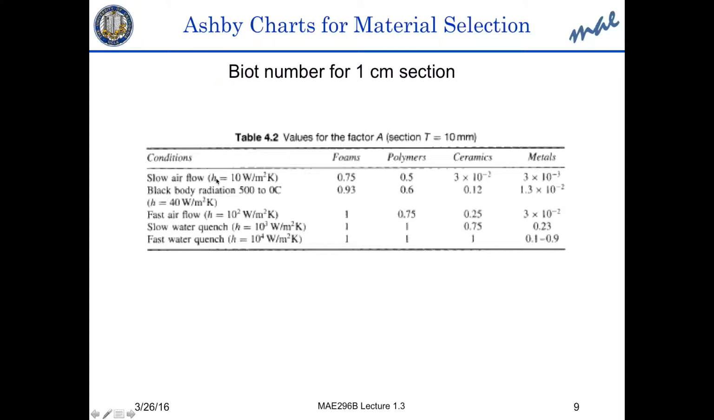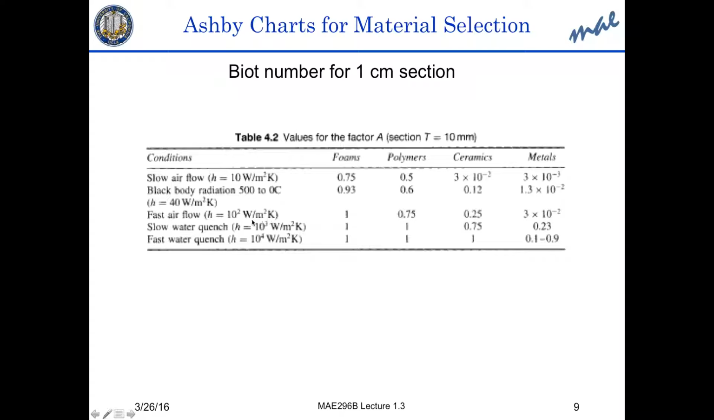If you use slow air flow, the heat transfer coefficient is 10 watts per meter square K. So this is considered small. If you consider fast water quench, this is liquid and quenching fast, then the heat transfer coefficient is the highest, it's 10,000. In between these two conditions, you can have radiation cooling equivalent to about 40 watts per meter square K. Fast air cooling, you have about several hundred watts per meter square K. Like the turbine blade, for example, the heat transfer coefficient is going to be several hundred.